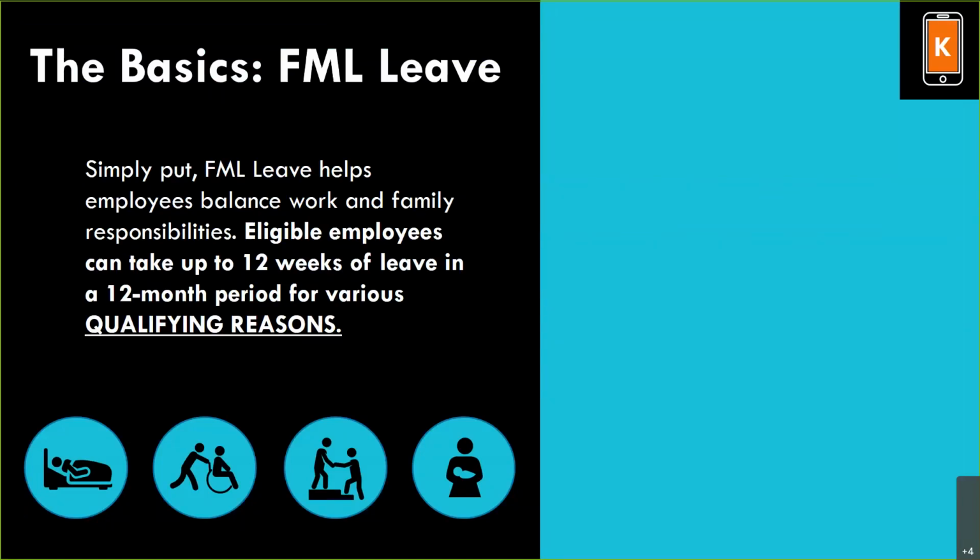Simply put, family medical leave helps employees balance their work and family responsibilities. Eligible employees can take up to 12 weeks of leave in a 12-month period for various qualifying reasons. So the 12-month period is a rolling period back. It used to be based on a calendar year here at the University of Maryland, but 2 years ago, it changed to a rolling 12-month period. Last year was our transition year, and effective 2020, we went to a rolling 12-month period.